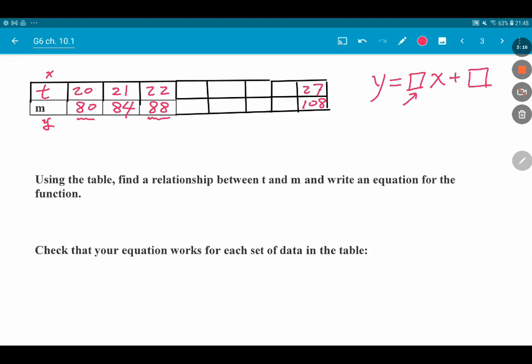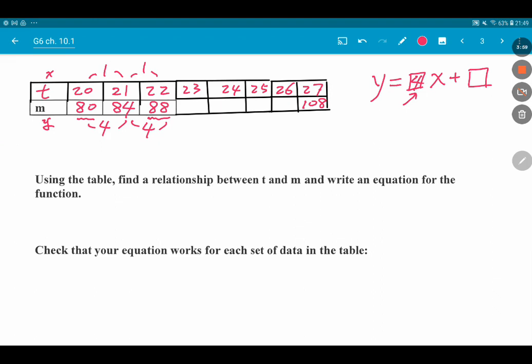And if you're interested, you can keep on going up: 23, 24, 25, and 26, and then you can get all this information, the output, which is m. But as I said earlier, we really need just 3 or 4 sets of data. It should be enough. So in this case, now we have t going up by 1, and m is going up by 4. We can check again here: 84 to 88 would be going up by 4 again. So we put 4 into the very first box. So we have y equals 4x.